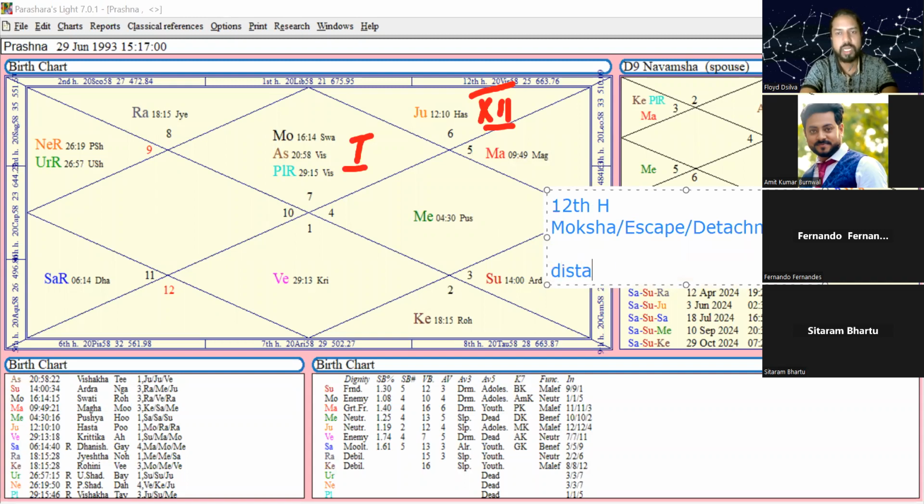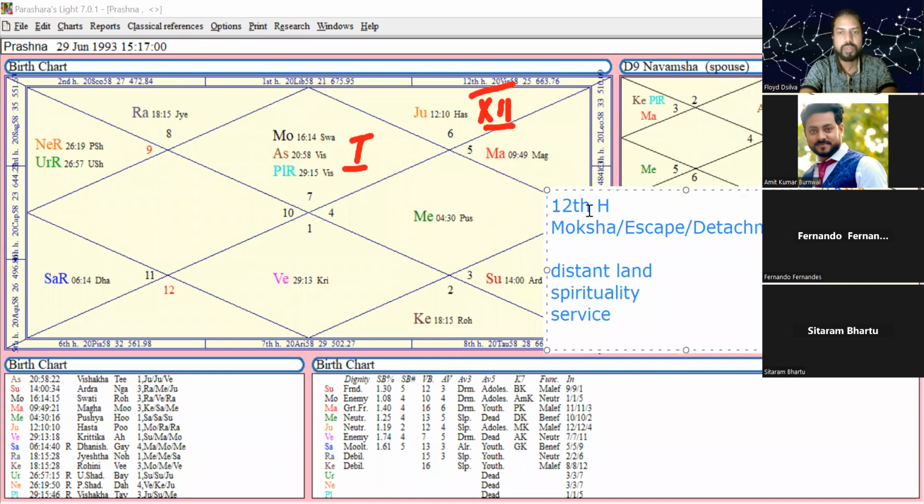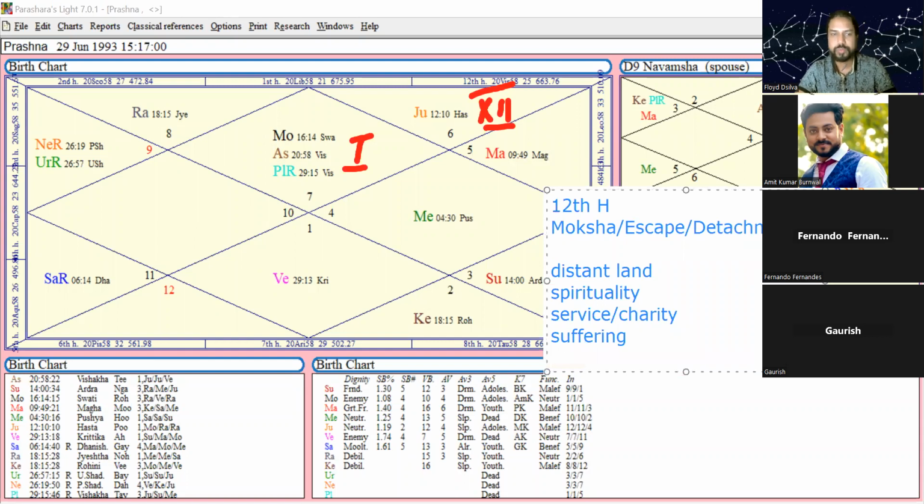It involves distant lands and also spirituality, since moksha comes. It also involves service to society, service or charity, and also some kind of suffering, maybe. Things like that.